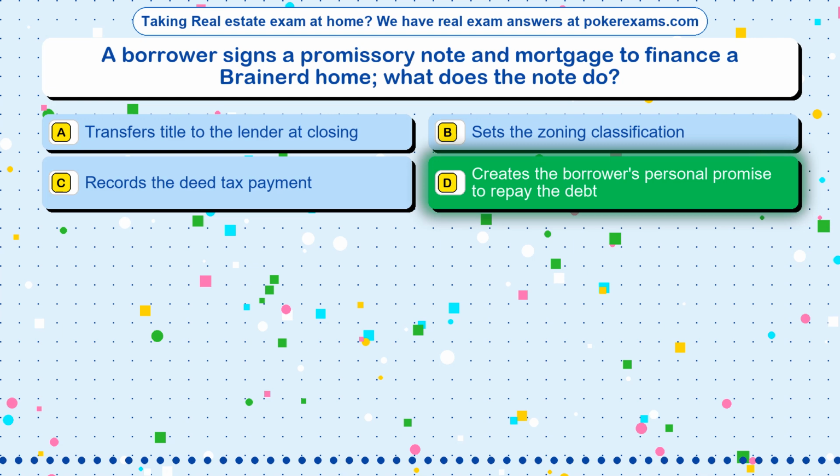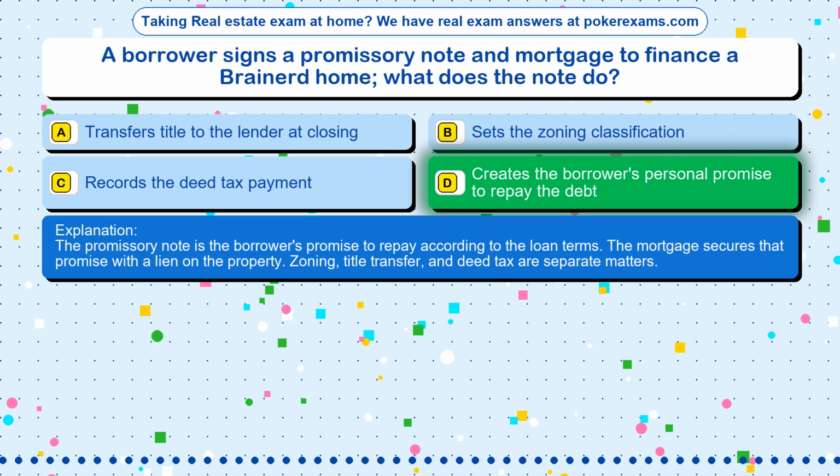The correct answer is option D. Creates the borrower's personal promise to repay the debt. The promissory note is the borrower's promise to repay according to the loan terms. The mortgage secures that promise with a lien on the property. Zoning, title transfer, and deed tax are separate matters.